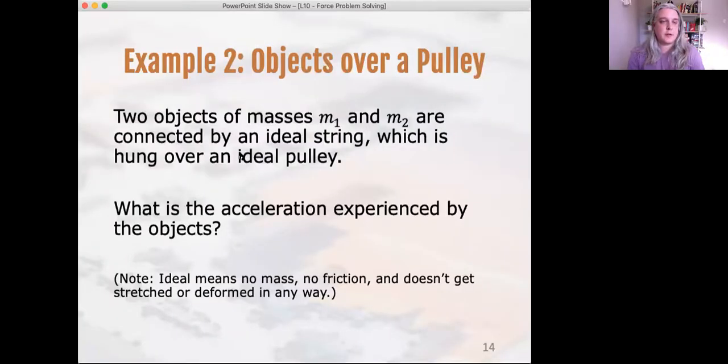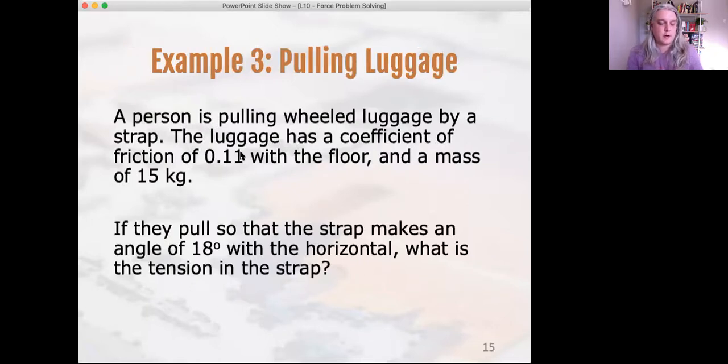That one, as I said, was a little bit different in that we didn't give you values. We gave you these symbols, M1 and M2, and you needed to give an answer in terms of those. So there are 2 more problems. We're almost there, halfway through the examples now. Example 3, pulling luggage.